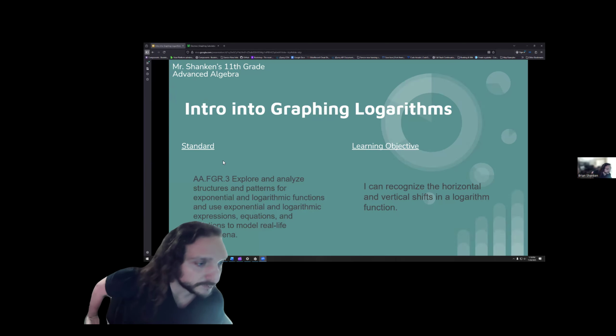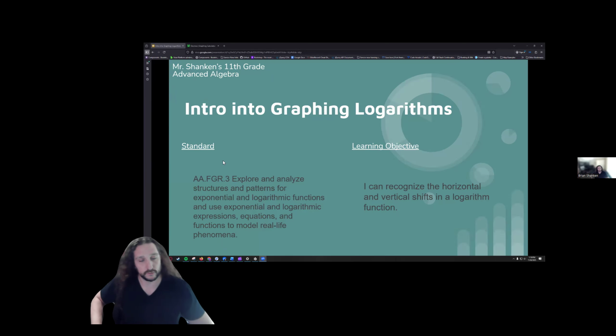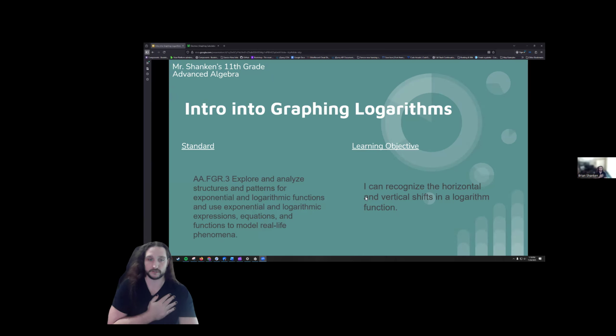So we have our standard for the day. You can pause and read that if you would like to. Our learning objective, however: I can recognize the horizontal and vertical shifts in a logarithm function. So we're going to get into that. We did exponentials before. Now we're going to move on to our logarithms.